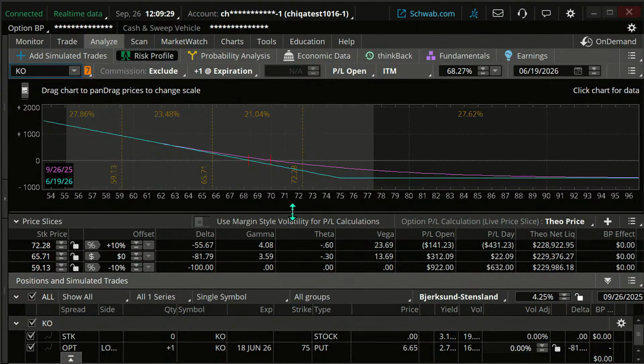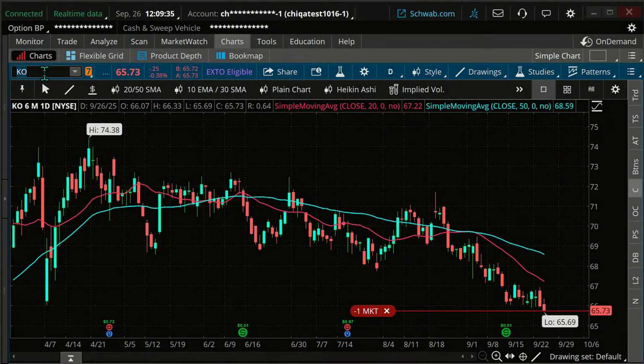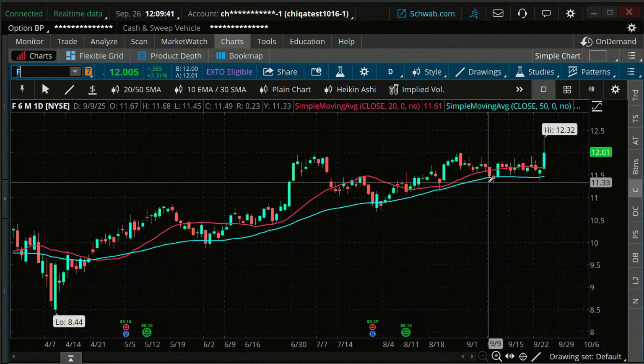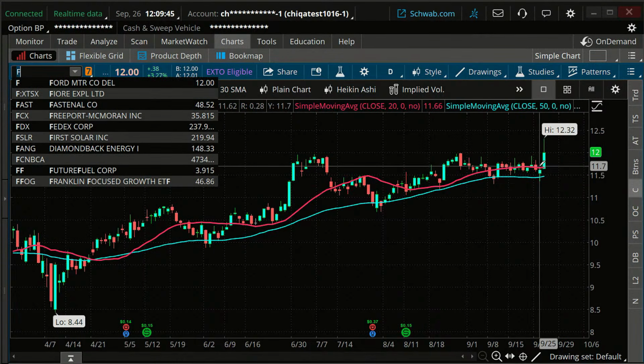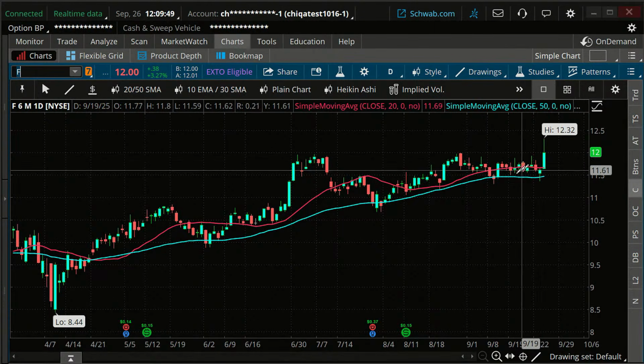Now, if you don't have that and you just want to go, hey, let's look at Ford. Maybe you're bullish on Ford. Maybe the trend is up on Ford. We're bouncing off a potential support level. Nice bullish momentum on this. Therefore, I want to see what a long call would look like on this.